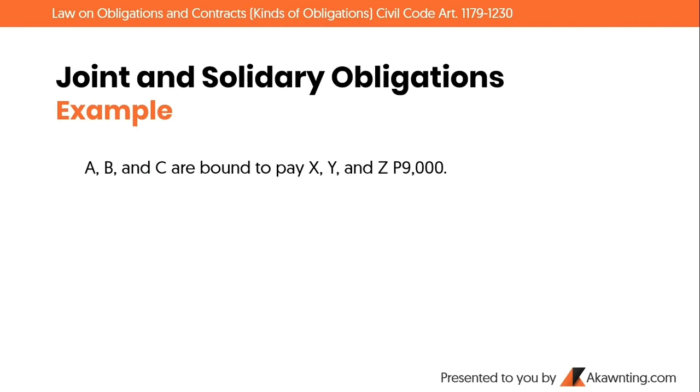Okay, so A, B, and C are bound to pay X, Y, and Z 9,000 pesos. Okay, so isa lang yung prestation natin, which is to give 9,000. And there are multiple creditors and debtors. So, by analyzing the problem, the debtors are A, B, and C, while the creditors are X, Y, and Z. Okay, so problema to. Paano ang singilan dito? At paano ang bayaran dito?